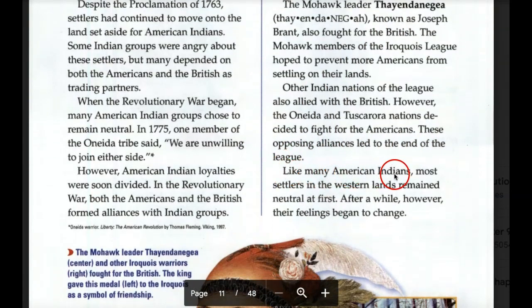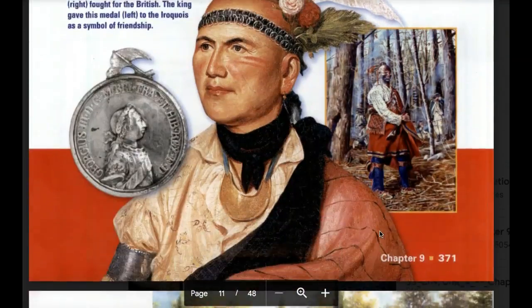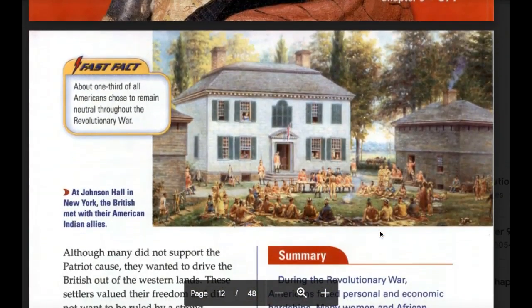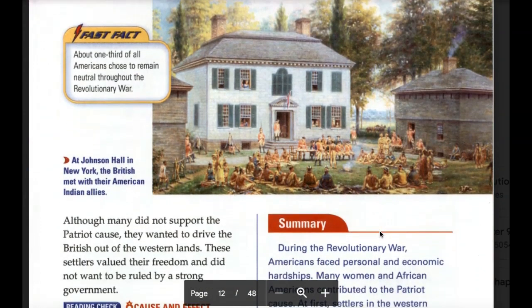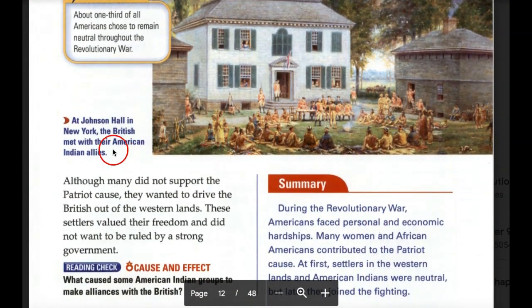Like many American Indians, most settlers in the western lands remained neutral at first. After a while, however, their feelings began to change. Although many did not support the Patriot cause, they wanted to drive the British out of the western lands. These settlers valued their freedom and did not want to be ruled by a strong government.